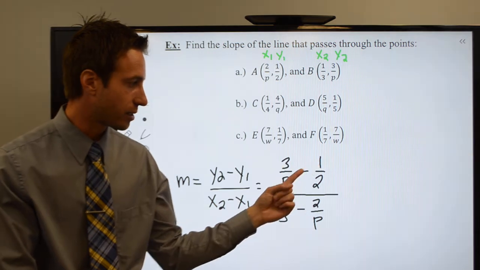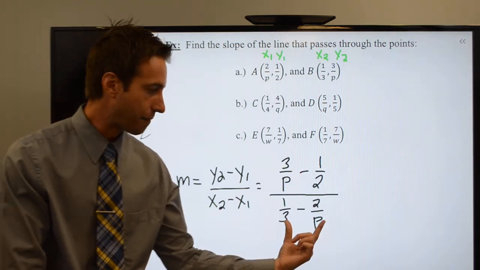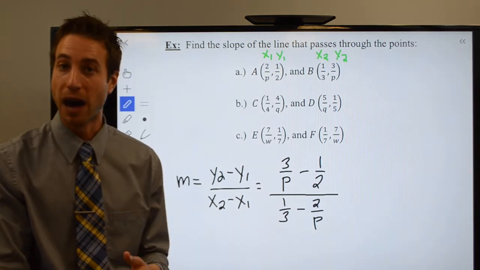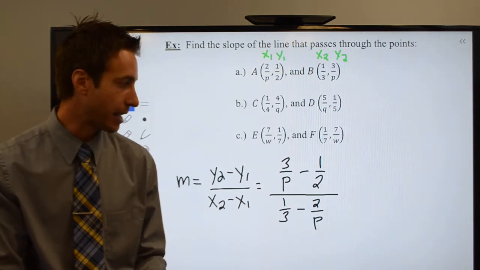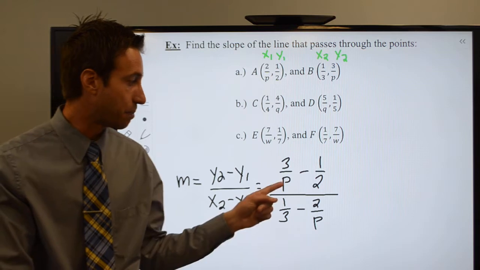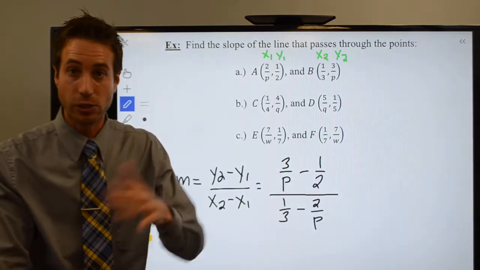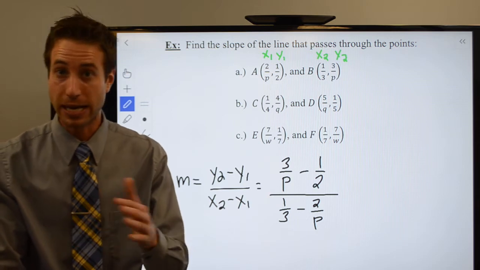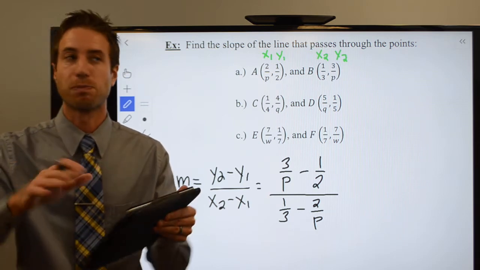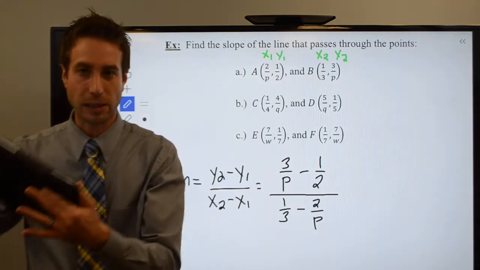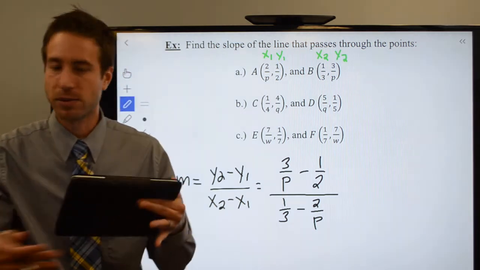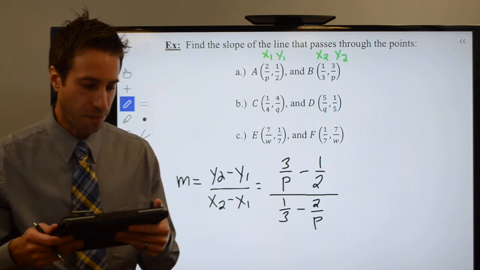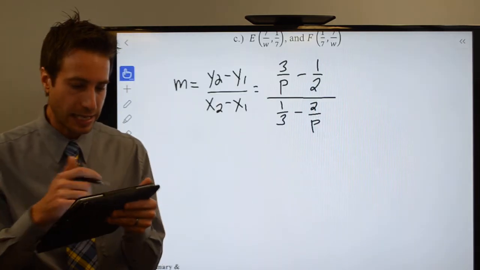I have fractions in the top that I'm subtracting. I have fractions in the bottom that I'm subtracting. I need to find a common denominator. It's really easy. It's p and 2, so the LCM is 2p. In the bottom, it's 3 and p, so the LCM will be 3p. It's pretty simple and straightforward like the previous ones. There's a process that you've got to go through, so let's follow that same process that we did before.